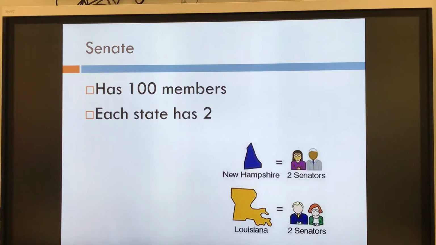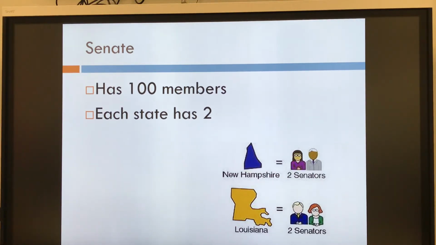One house, it's based on population. The more people you have, the more representatives you get. In the other house, the Senate, it's based on equality. Every state gets 2 members of the Senate. So again, a state like Rhode Island, which is very small, they get 2 senators. A state like California, which is a large state, they only get 2 senators. But in the other house, the House of Representatives, it's based on population. So the more people that California has, they get more representatives. So again, 2 houses, bicameral, the Senate and the House of Representatives.